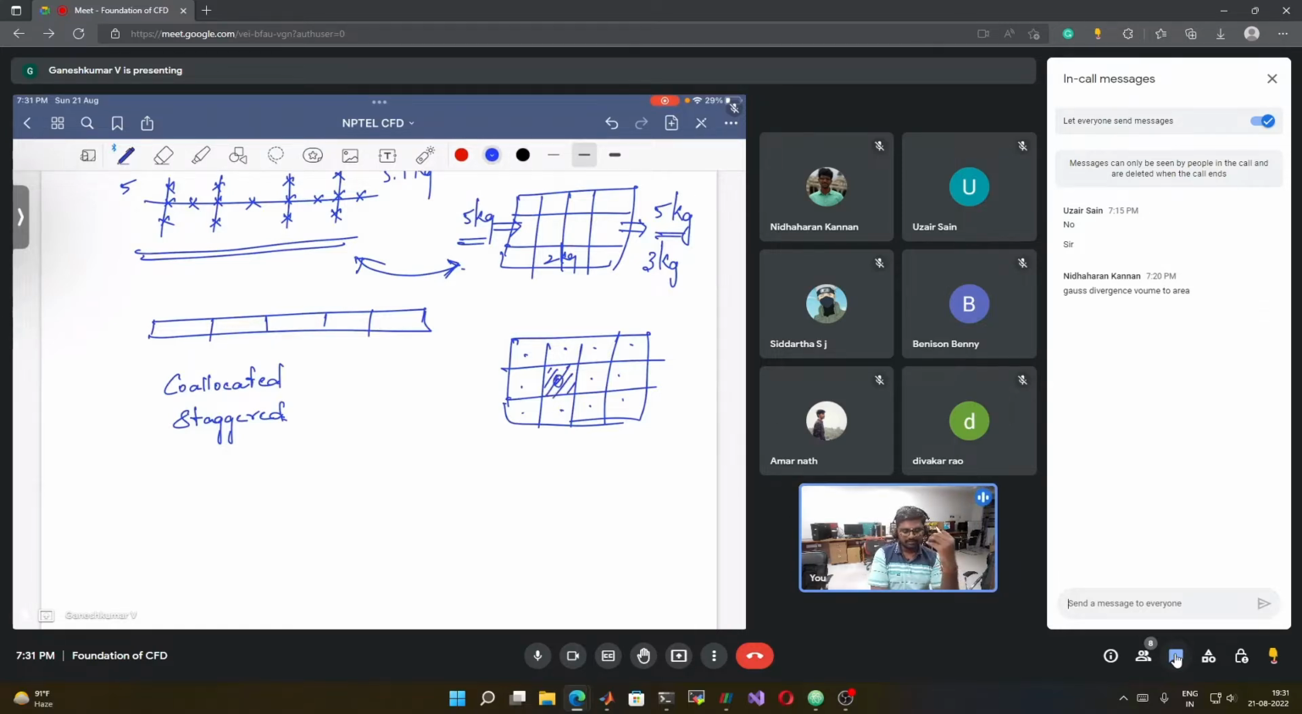This is an integral value of that control volume. It's not just the nodal value, but it is stored at the cell center. This happens in the collocated mesh.